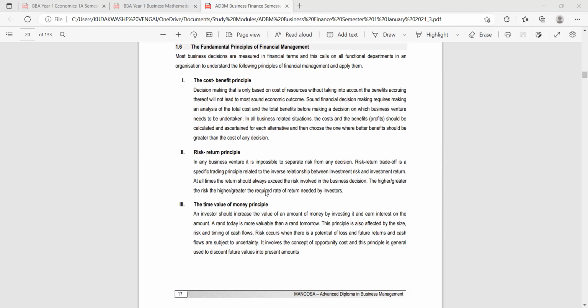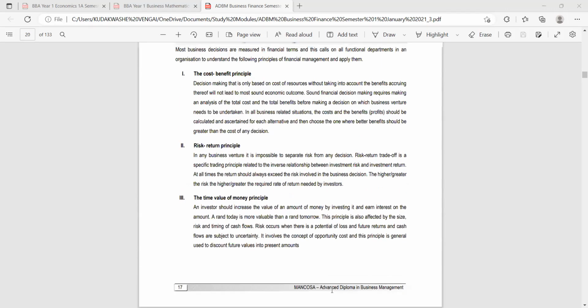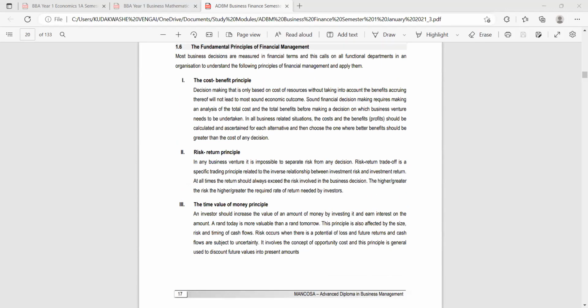Then the third one is the time value principle. Now, this is very, very key. There's actually a unit where we talk about time value. So time value principle, I want you to think about it this way. If I was going to give you 1 million rand, right? And I say, oh, I can give you the 1 million rand today, or I can give you the 1 million rand after 5 years. Would you say I want it today, or would you take it after 5 years? In all likelihood, you are going to say, I want the 1 million rand today.